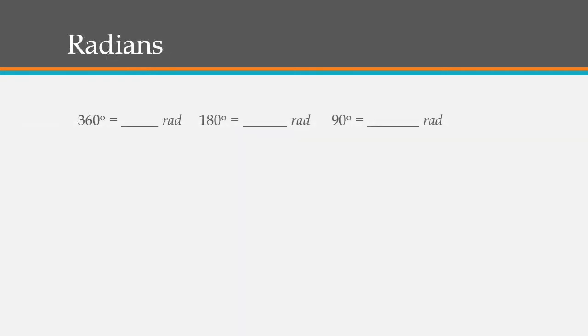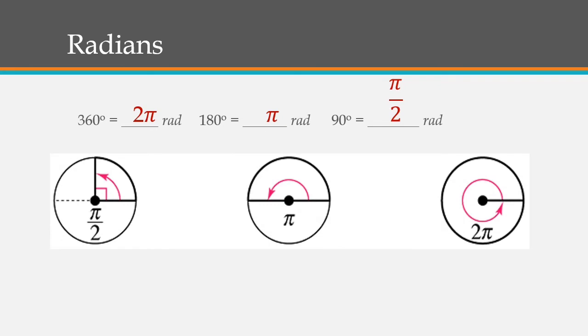So if 360 degrees is 2 pi radians, if you cut that in half, you get pi radians. If you cut that in half, you get pi over 2 radians. This is the way we express radians for common angles in a circle, as fractions of pi. So a quarter of a circle is pi over 2, half a circle is pi, the full circle is 2 pi.